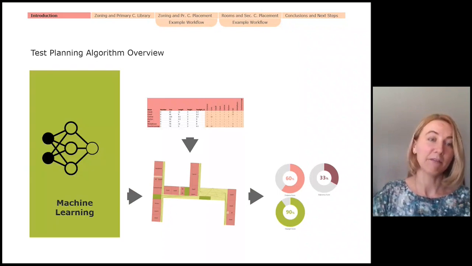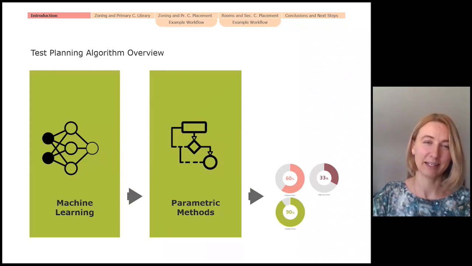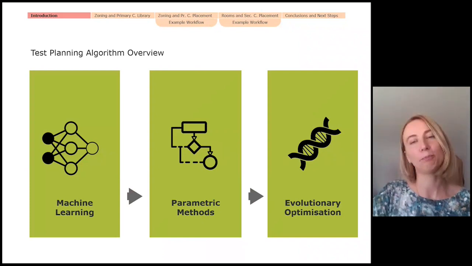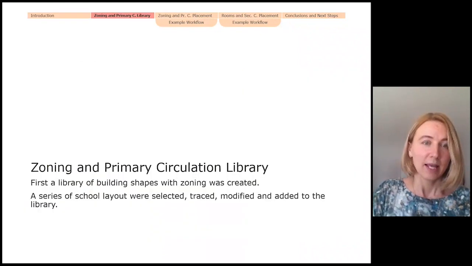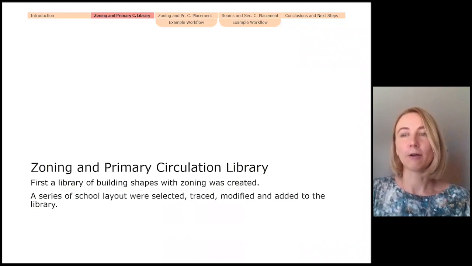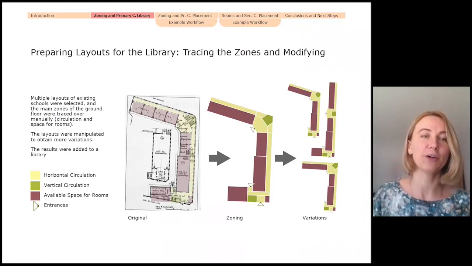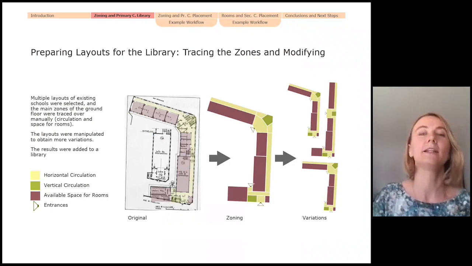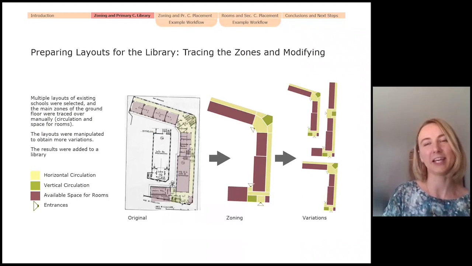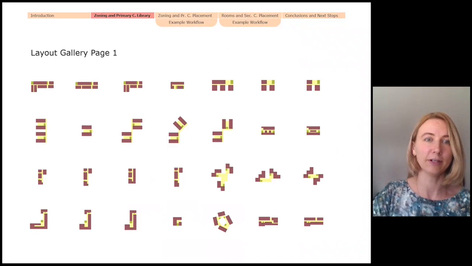The first step, the choosing of the layout from the gallery, is performed by machine learning. The second step, placing the rooms, is performed parametrically. And the last step, optimizing the room placement, is performed with evolutionary optimization. First of all, a gallery is created, and multiple school layouts were selected, traced over, and subdivided into zones of horizontal circulation, vertical circulation, and available space for rooms. Then they were also modified to obtain different variations, however keeping the topological structure and the proportions. And here we can see the gallery for the machine learning.